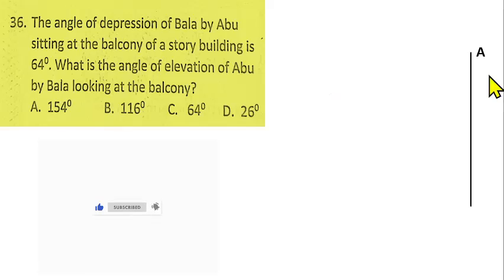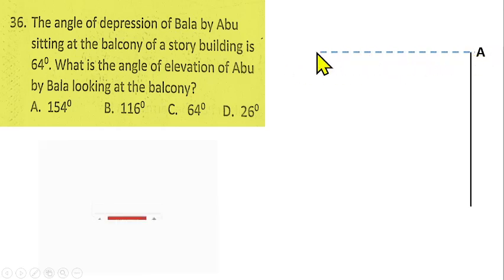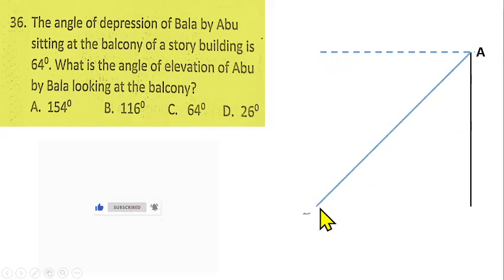Abu is sitting on the balcony and observing Bala on the ground. So where will be the initial sight of Abu? Abu is supposed to be looking like this. If you now leave the initial sight and look at Bala, it will look like this. Bala is here. Between this initial sight and the new sight of Abu looking at Bala, there will be an angle here, which is the angle of depression, 64 degrees, that we are talking about.